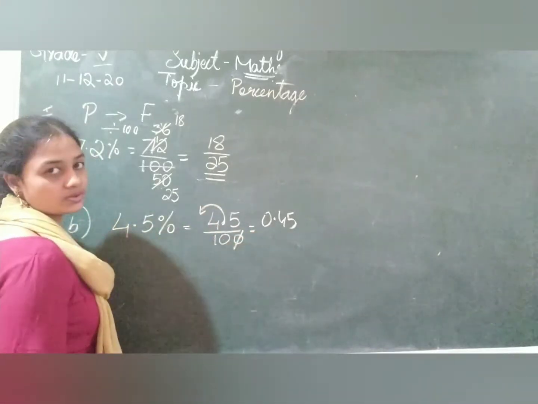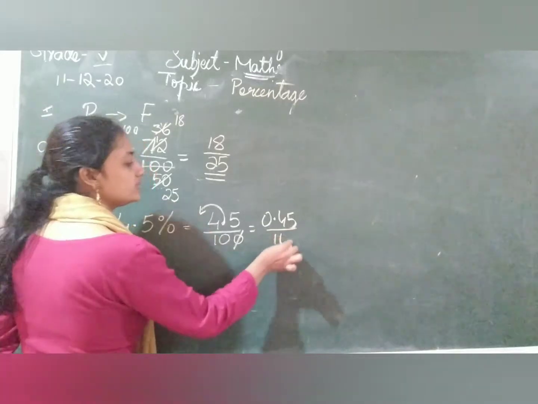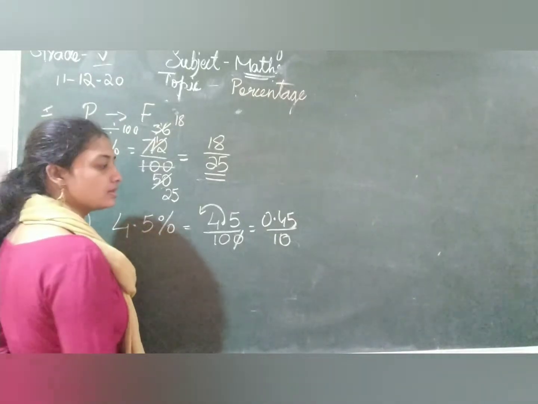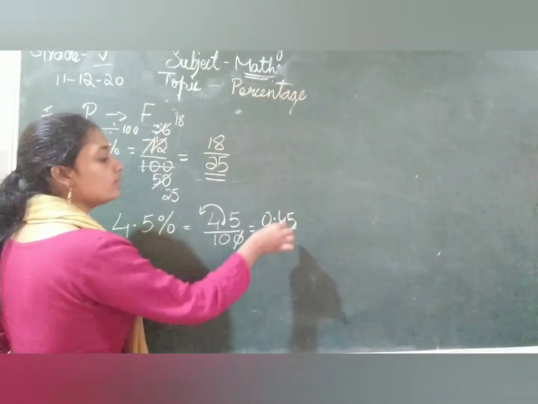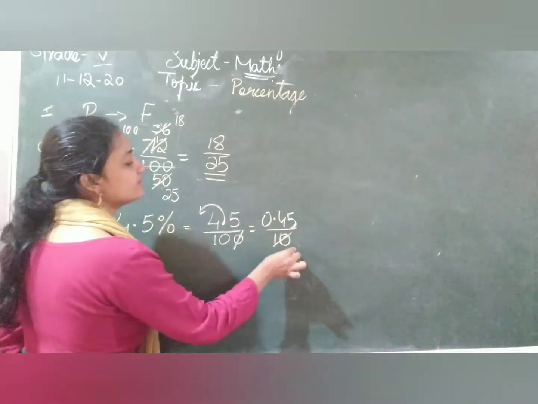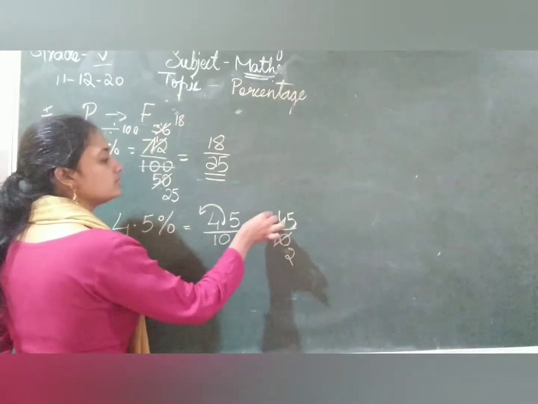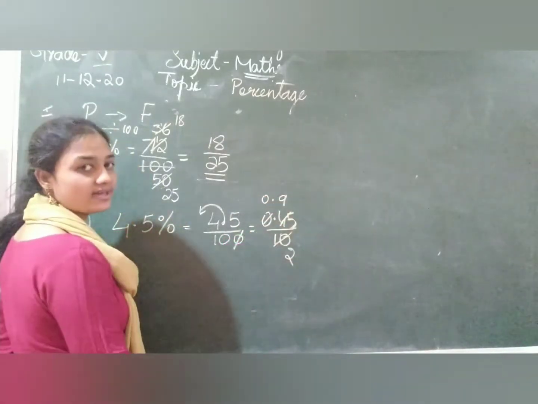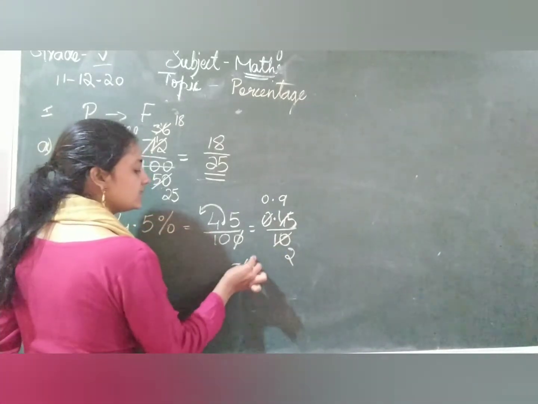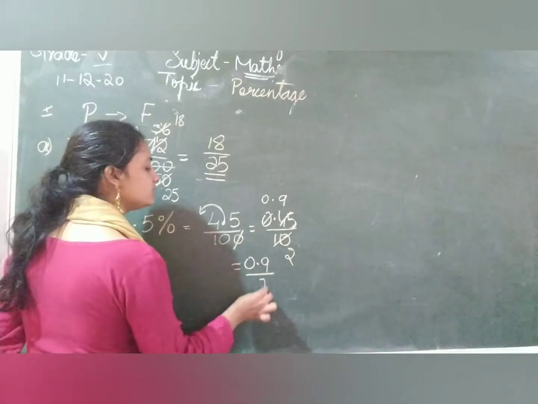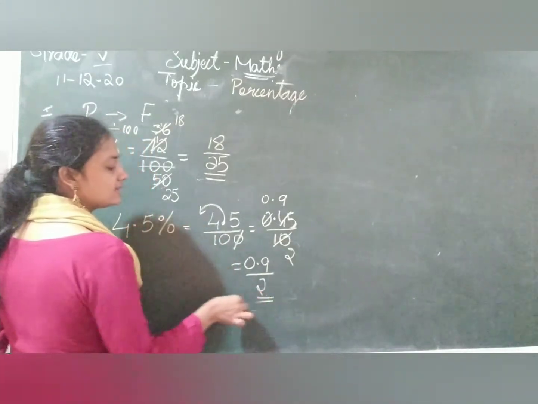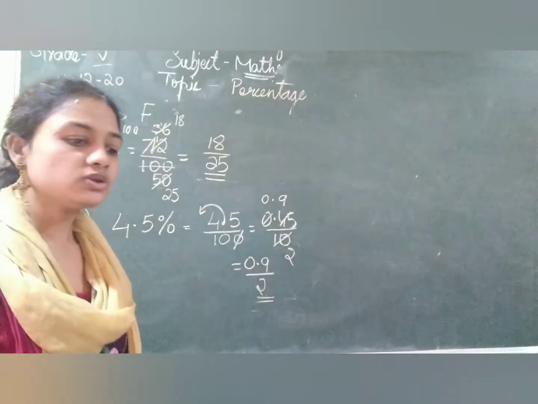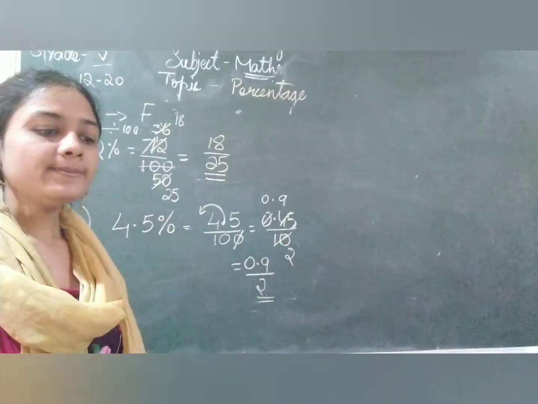I can cancel the 1 0 here. So my answer would be here 0.45 divided by 10. So I can cancel it easily now with 5 ones are 5, 5 twos are 10, 5 zeros are 0, 5 nines are 45. So my final answer would be 9 by 20. This is the answer for 4.5% into fraction. Now I am going to show you a sum where you have an improper fraction.